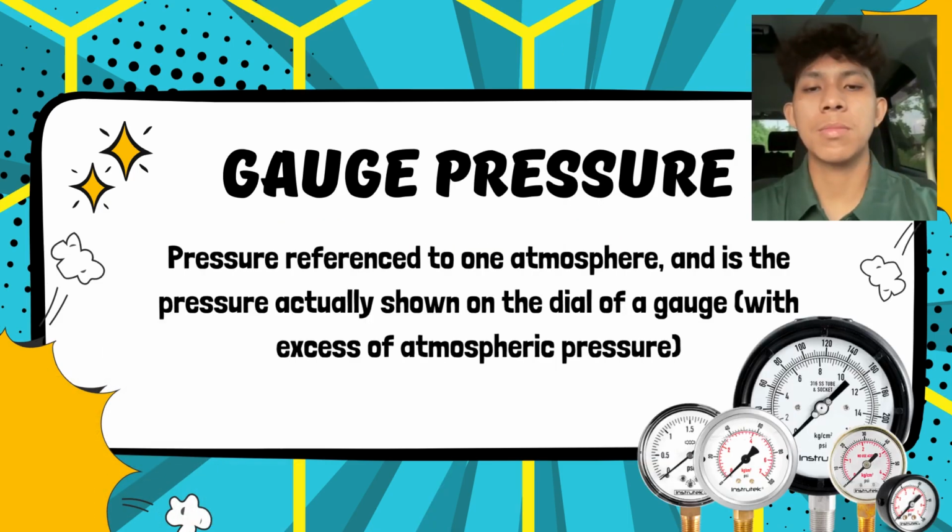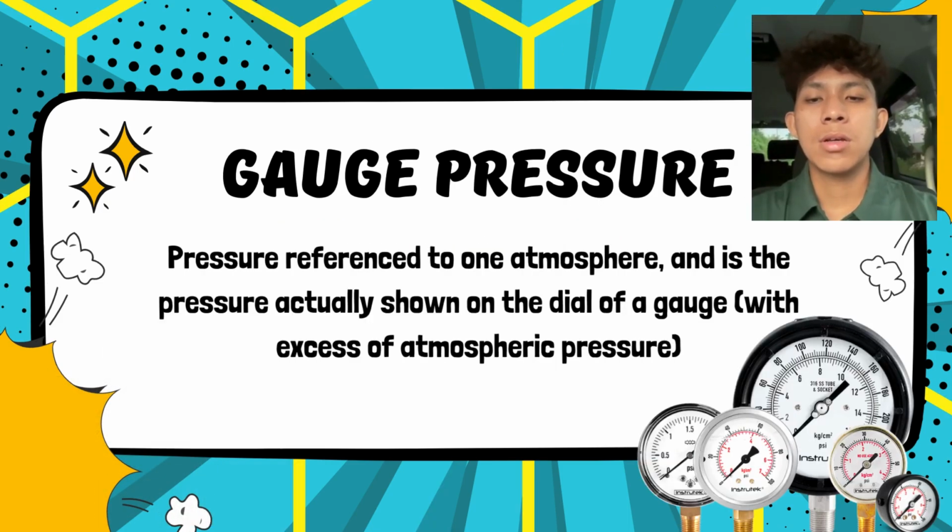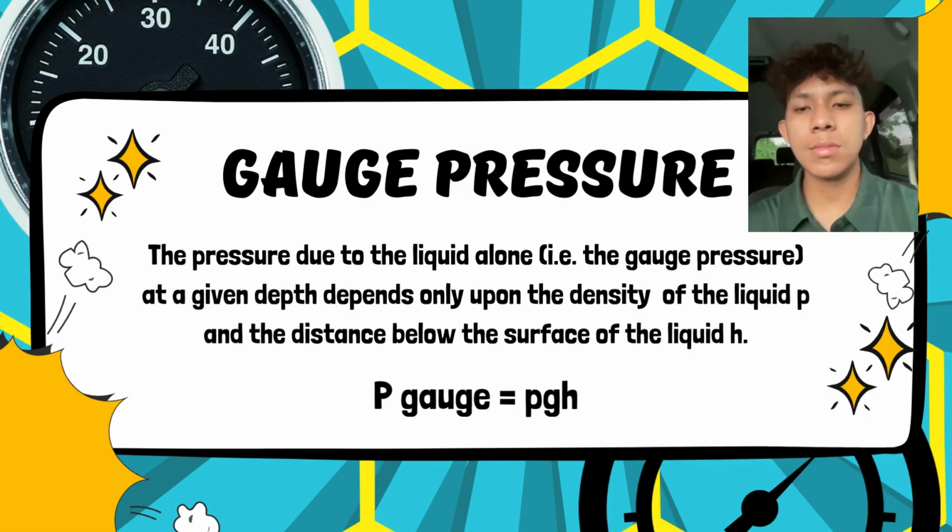Next, I'm going to talk about gauge pressure. Gauge pressure refers to the pressure actually shown on the dial of a gauge, in excess of atmospheric pressure. The pressure due to the liquid alone at a given depth depends only upon the density of the liquid, rho, and the distance below the surface of the liquid, h. P gauge equals rho g h.